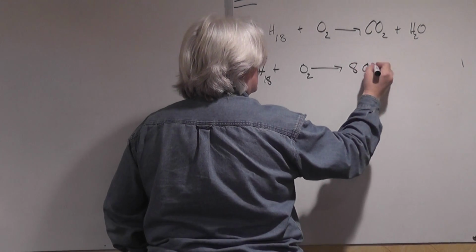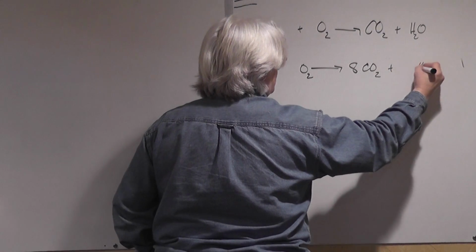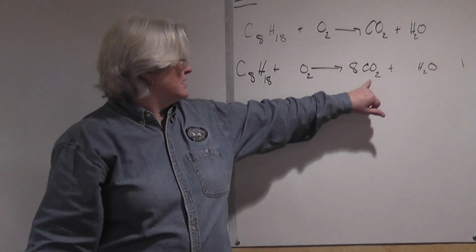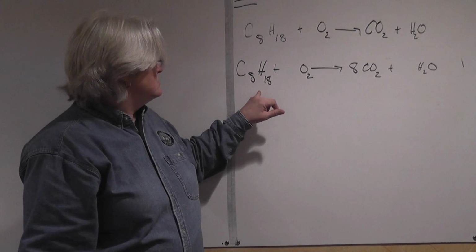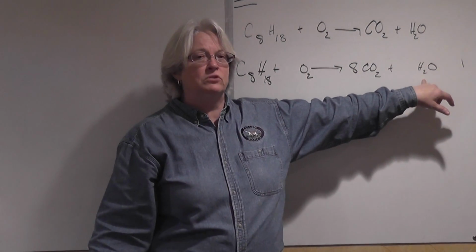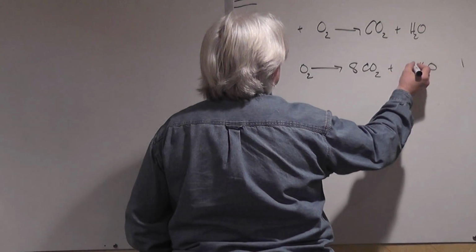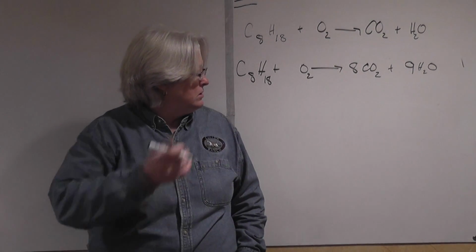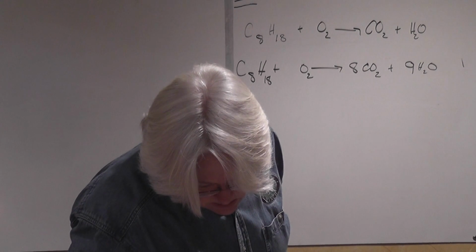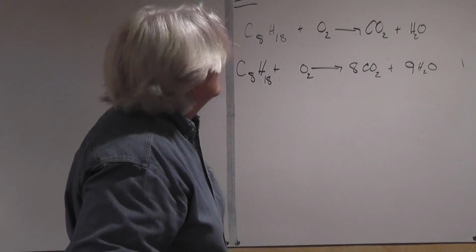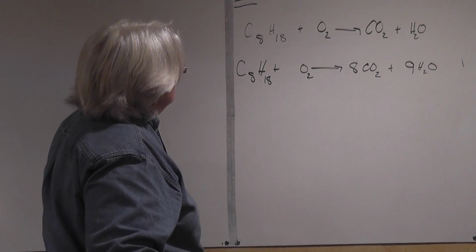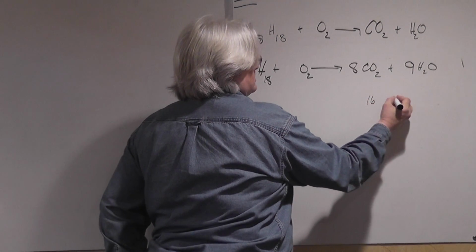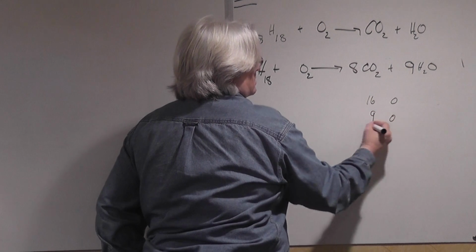8 CO2 plus water. Let's see what we have now. 8 C's, 8 C's. We have 18 H's. We have 2 H's. Let's multiply this by 9. Now we have 18 H's. Oh, good grief, I'm having a hard time getting this one balanced. Let's see. Now we have 8 times 2. We have 16 oxygen plus 9 oxygen.